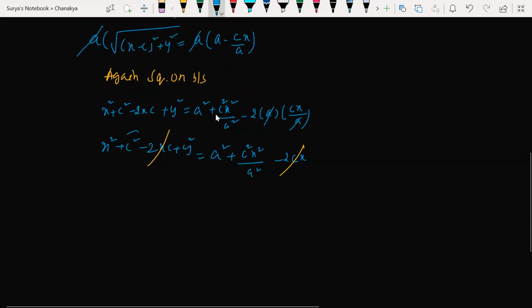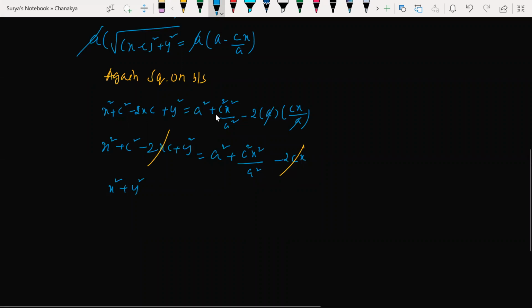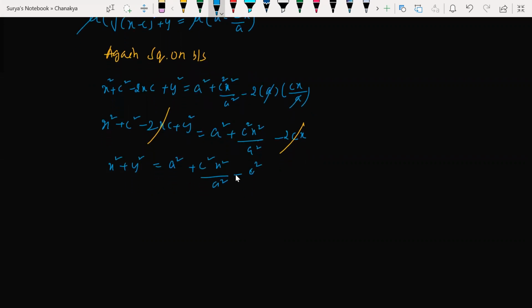So if you observe this properly, I have one c square term here, one more c square term here. So let us bring all the like terms together. Let us bring all this to one side. So x square plus y square, and a square as it is, c square x square by a square, minus c square, correct? This is what I left with now here, correct? And now look at this, I have one more x square here, so let us bring this to the left-hand side.